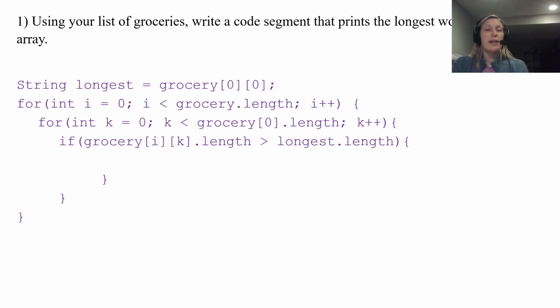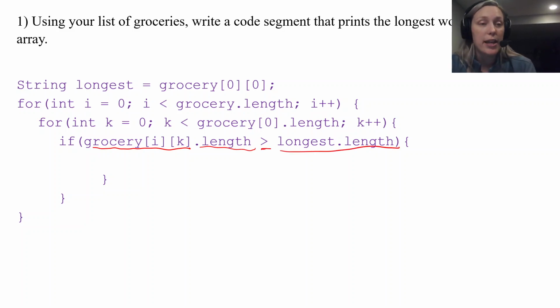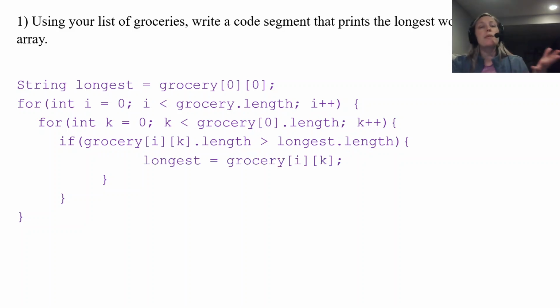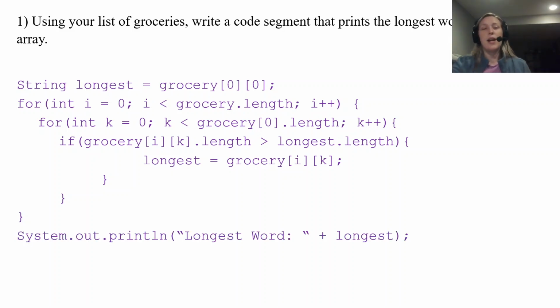That's the question, okay? If the element you are currently at, so that's what grocery[i][k] represents, the element you're currently at in your list, dot length, if that is greater than the longest dot length, longest being whatever is stored in your longest variable, then you want to change your longest to your current element, right? So we would say longest equals grocery[i][k]. And then I just print off what the longest word is after I loop through.